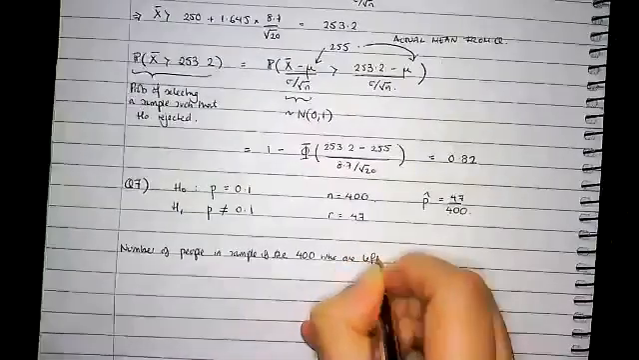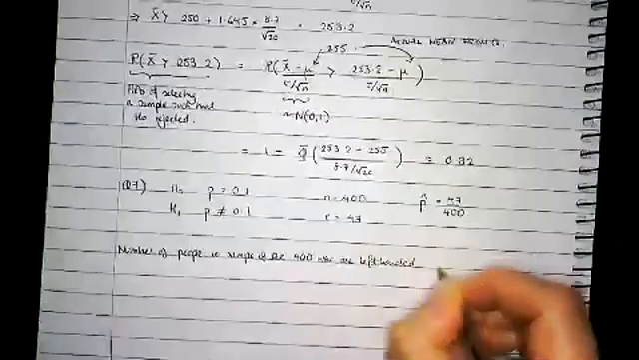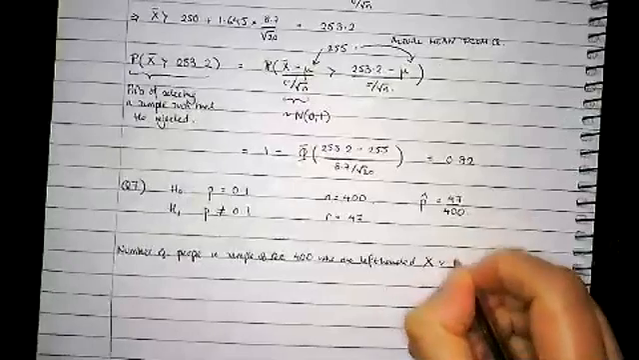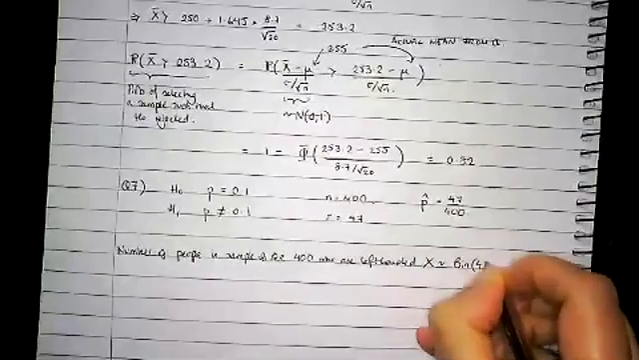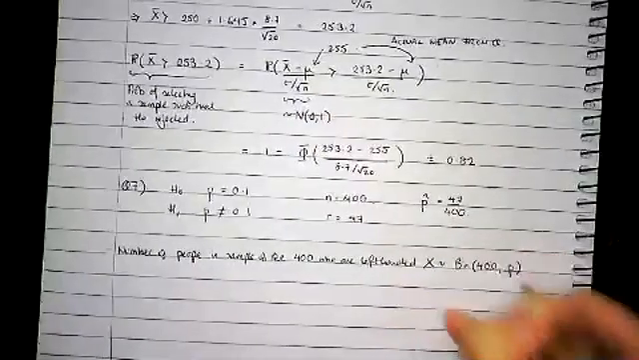Who are left-handed. Let's call it X, is going to be binomially distributed with parameters 400 and P, where we don't know what P is. P is what we're trying to test for.